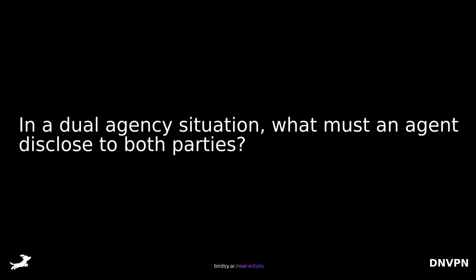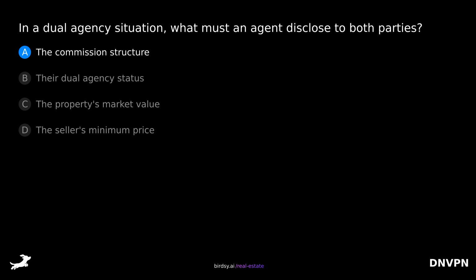In a dual agency situation, what must an agent disclose to both parties? Is it A, the commission structure? B, their dual agency status? C, the property's market value? Or D, the seller's minimum price? The answer is B, their dual agency status.